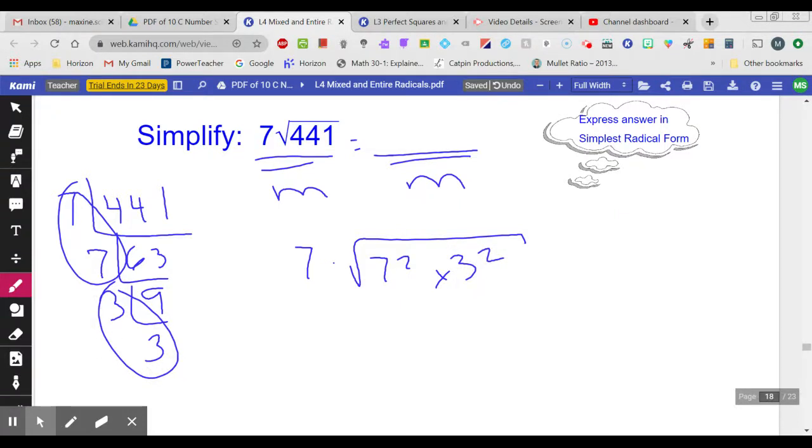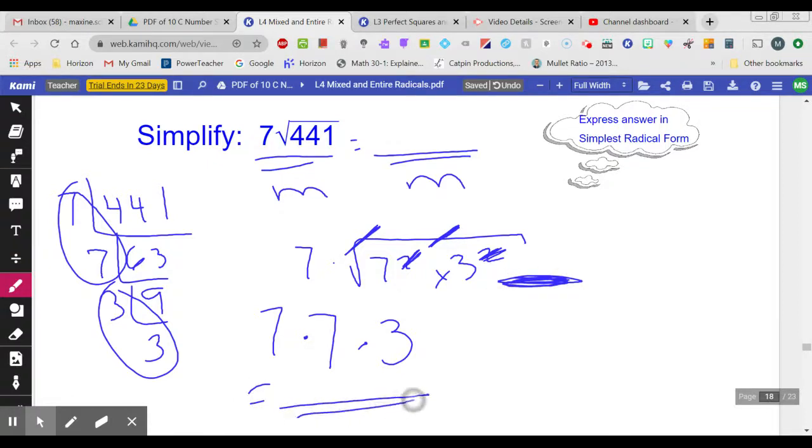Again, the square and the square root cancel off, so the 7 is now a coefficient. The square and the square root cancel off, so the 3 is also a coefficient. And notice you're not left with anything. So the answer is just 7 times 7 times 3. And when you use your calculator, that is 147.